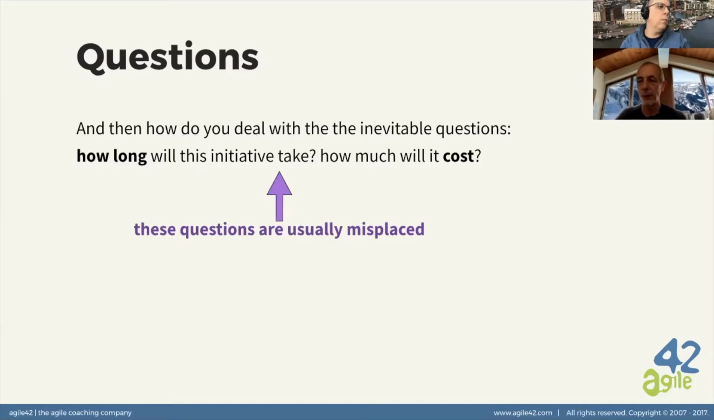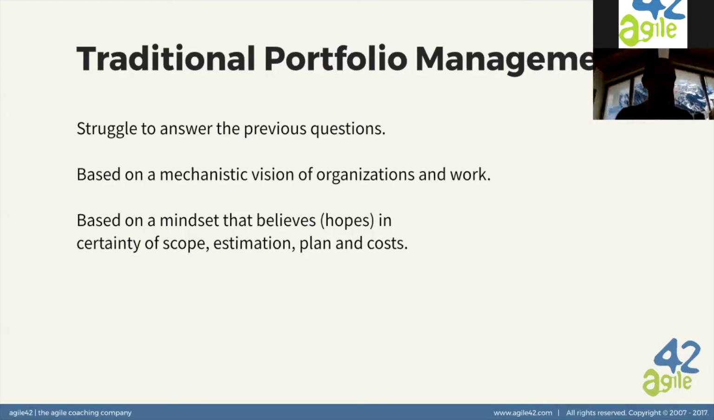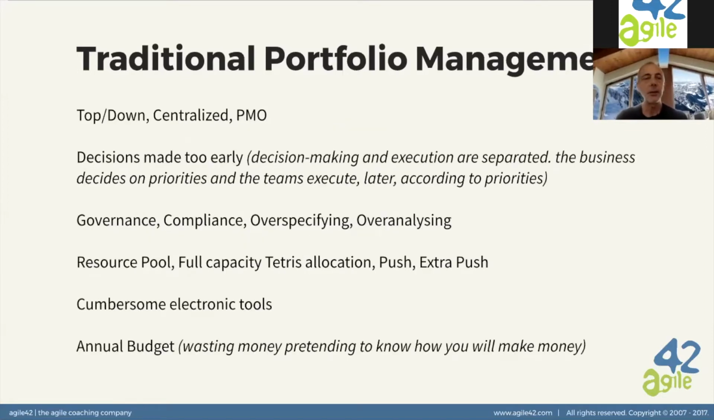If we look at the traditional portfolio, first of all, we notice that it struggled to answer those questions. One of the reasons is that it's based on a mechanistic view of how an organization works and how it's structured. And it's based on a set of beliefs, hopes actually, looking for certainty in scope, estimation, plans, and so on.